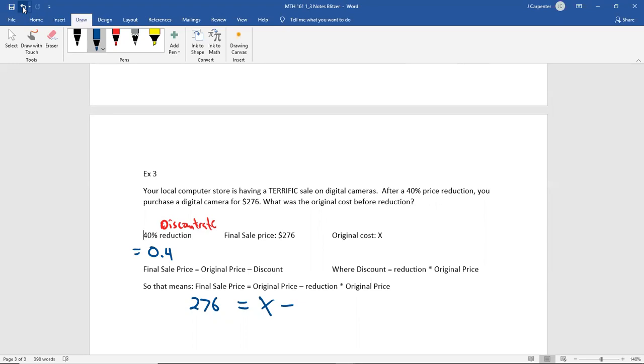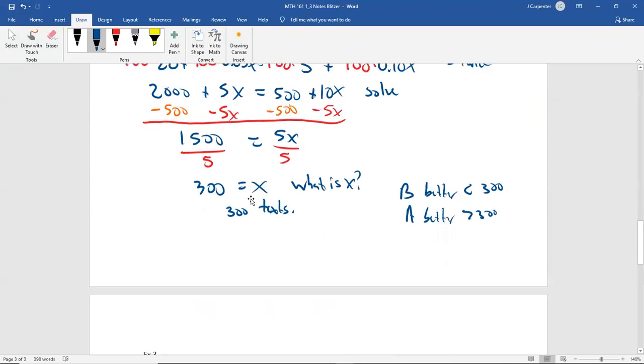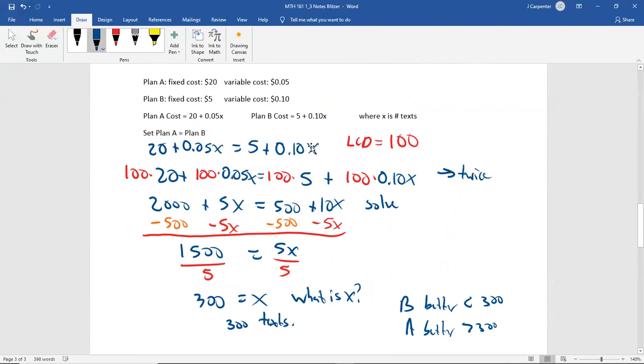So reduction is not 40%, it's 0.4. Original price is still X. And we have our equation. Now, there are two ways you can go about solving this one, just like there were two ways you could go about solving the last one. Just going to scroll up for a second, I'll come back. This had decimals, so your teacher said it's probably best to get rid of the decimals, so we did the LCD of 100, we multiplied everything by it, and we got rid of the decimals. So that's the way I'm going to do it again.